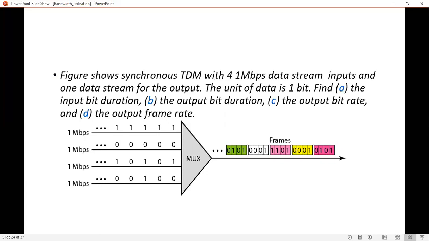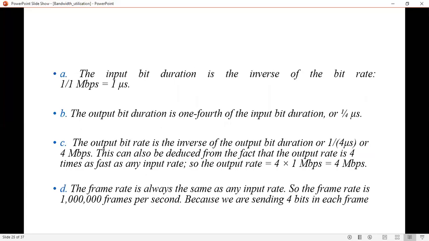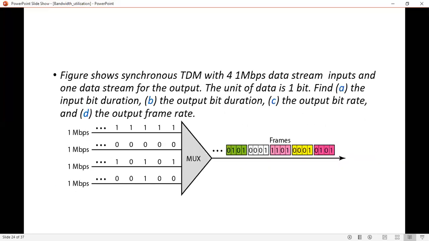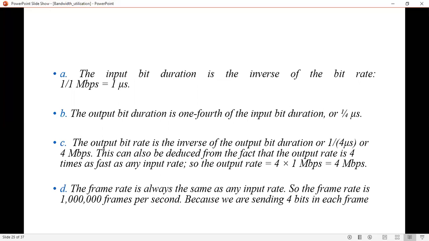Input bit duration is nothing but 1 divided by 1 mbps, isn't it? That is nothing but 1 microsecond. Now the second one is the output bit duration. See here, the frame is divided into 4 slots, isn't it? So the output bit duration is T divided by 4, that is 1 microsecond divided by 4. Understood? That is 1 by 4 microseconds.